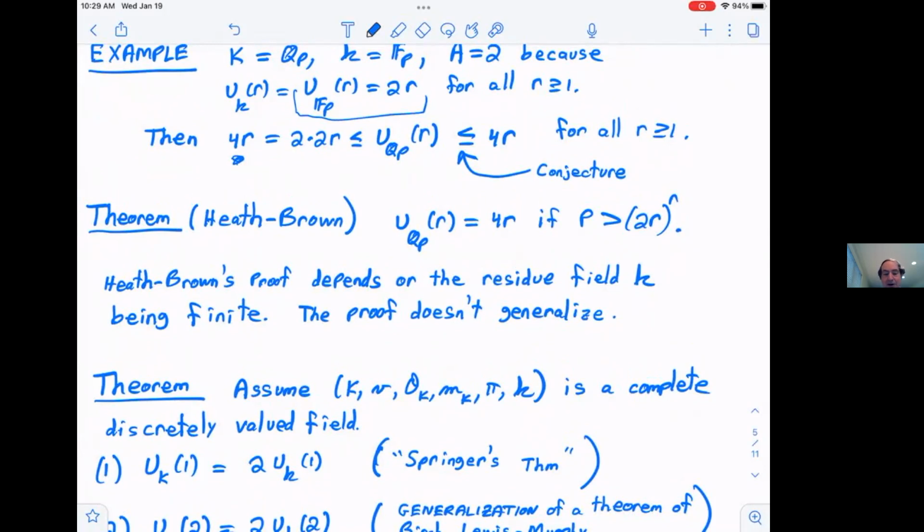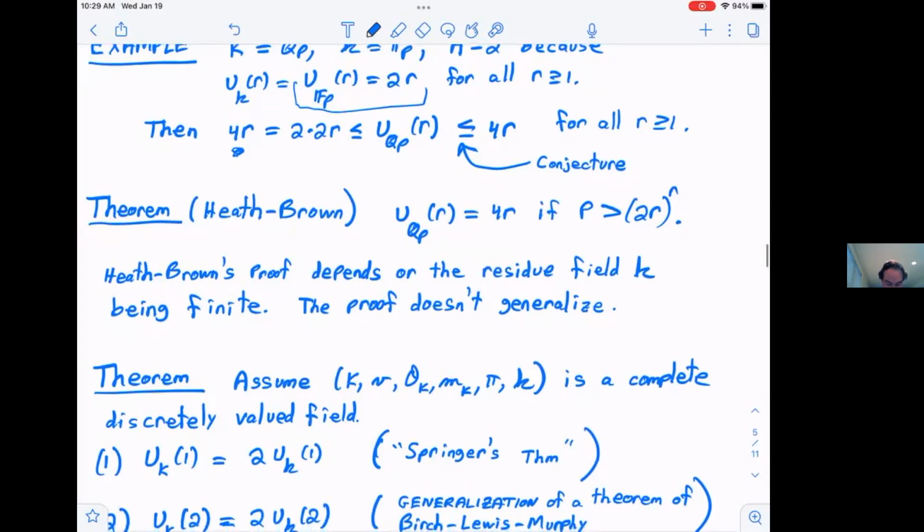That's because I know that Springer proved this in the 1950s when the characteristic of the residue field is not 2. I didn't have a chance to check: did his proof go through for characteristic 2? I'm not sure, but it is known to hold in all cases. So for one quadratic form, the conjecture is true.